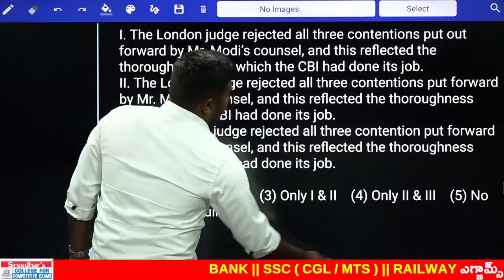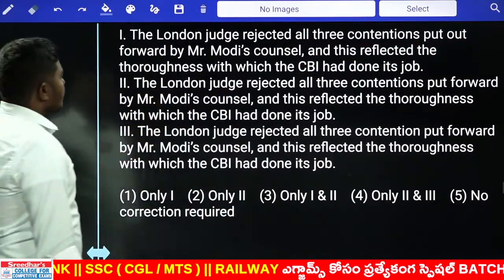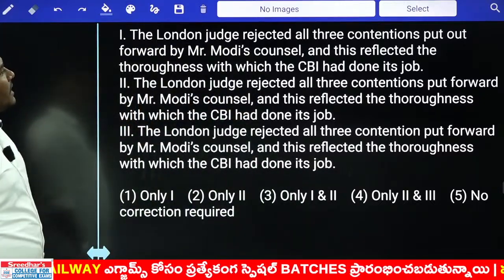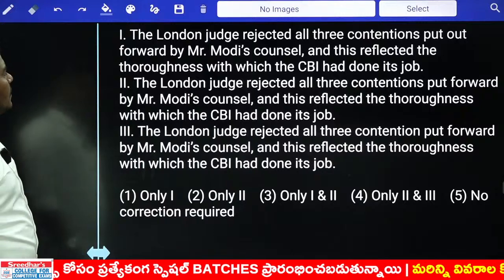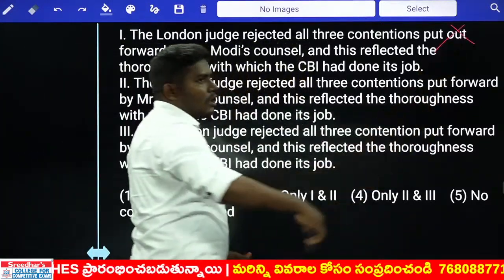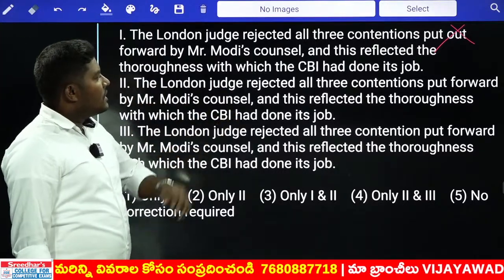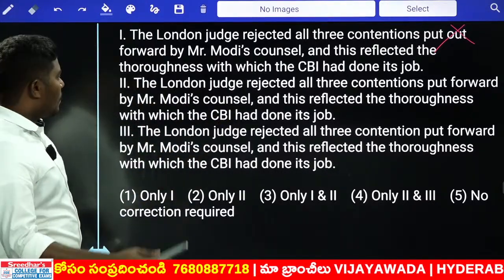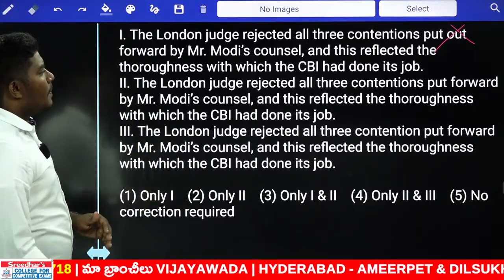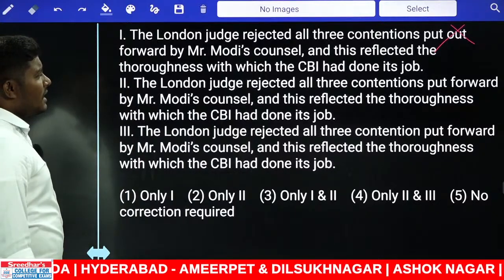Next, 144. Same thing. Sentences are the same, we have little bit of changes. Okay, small changes only. Let's look at this. The London judge rejected all three contentions put out forward. It's not put out forward. You can either use put out or put forward, not put out forward. Look at the next one. The London judge rejected all the three contentions put forward by Mr. Modi's counsel, and this reflected the thoroughness with which the CBI had done its job.